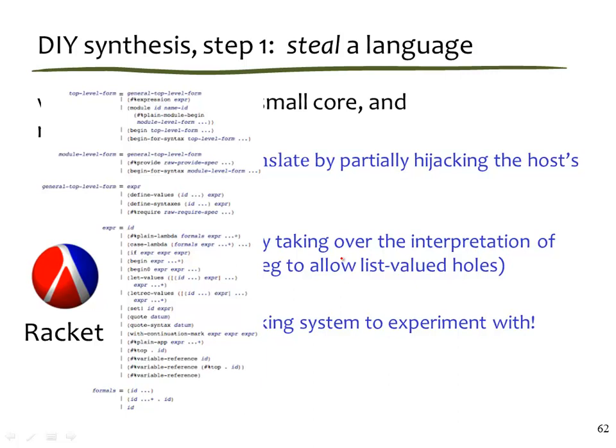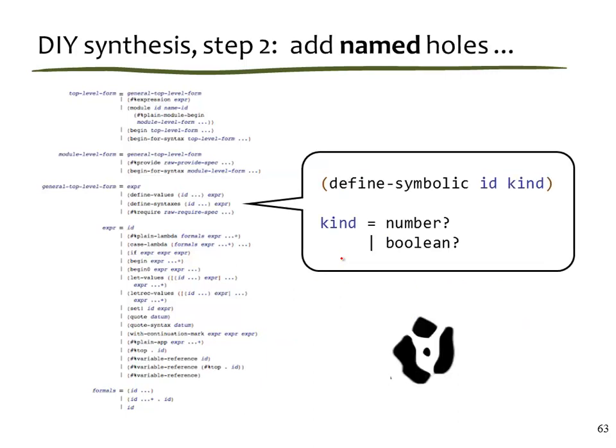Here, we're going to be super lazy, and we're going to use this language called Racket, which is a version of Scheme. You're not supposed to read this, but this is the entire language. It fits on one slide. Small font, but it fits on one slide. This is the core language that we're going to hijack. And how are we going to do it? Well, we're going to add some named holes to it, right? And what does that look like?